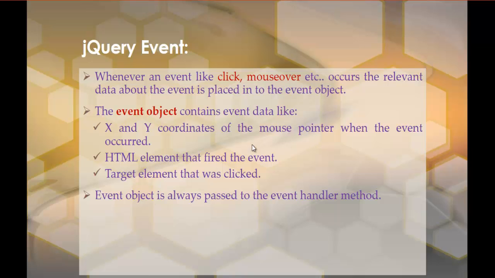Keep in mind what the event object can contain. It can contain data like the x and y coordinates of the mouse pointer when the event occurred. So when I'm working with the click event, if I need to know at what position I've clicked the mouse on the button, I can get that data with the help of the x and y coordinates present in the event object. We can also check the HTML element that fired the event and the target element that was clicked. Also keep in mind, the event object is always passed to the event handler method. So without wasting much time, let us see a simple demo which explains the event object completely.